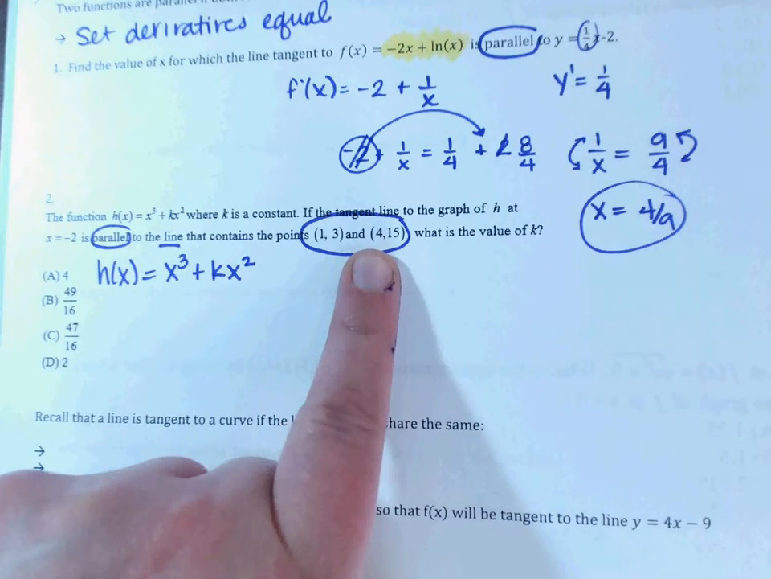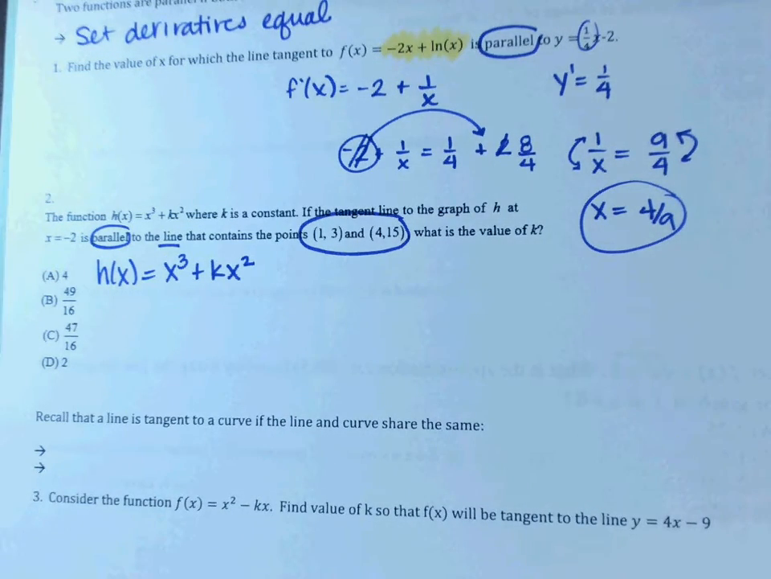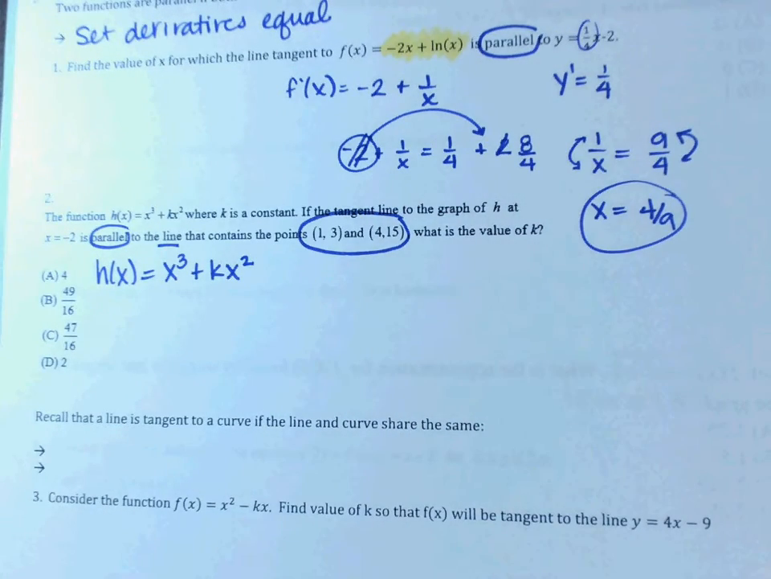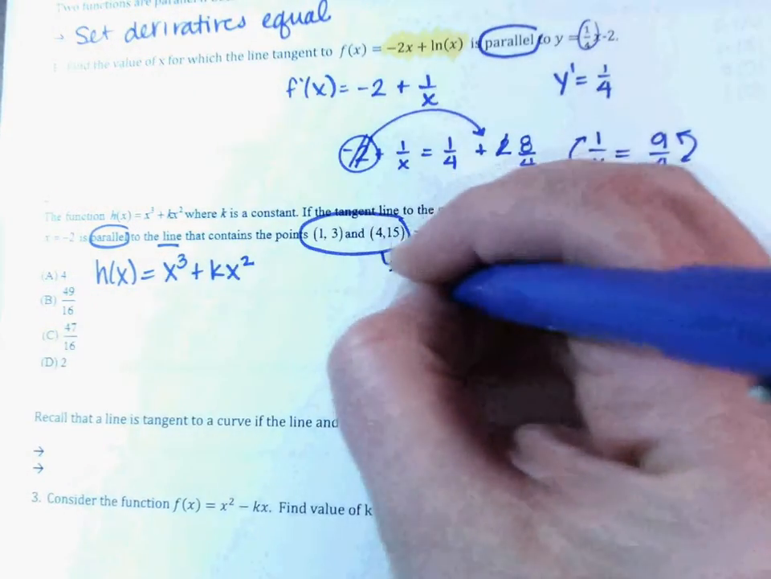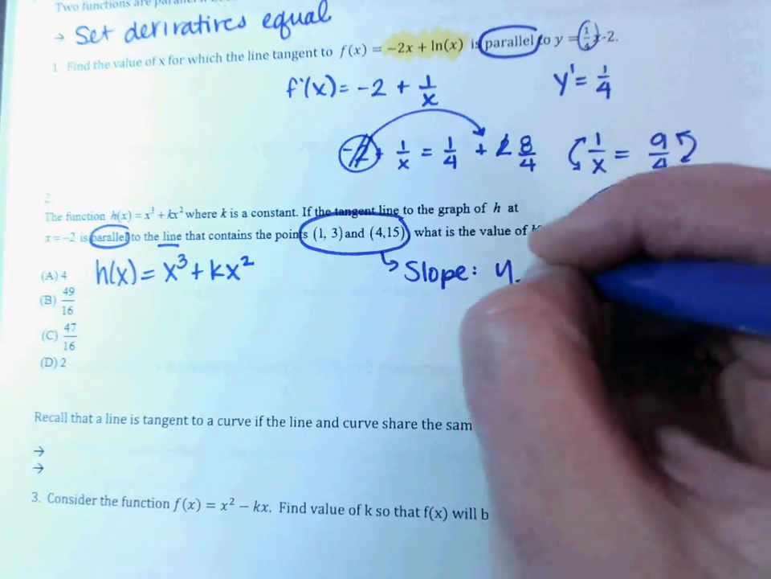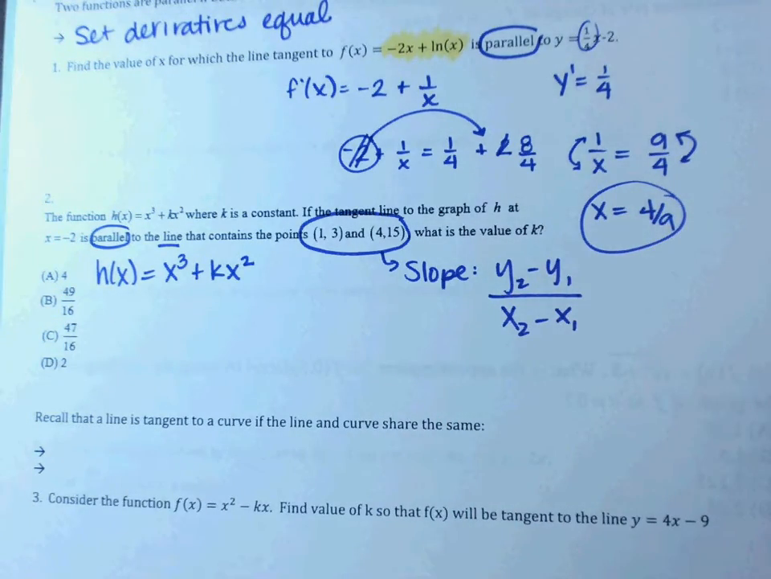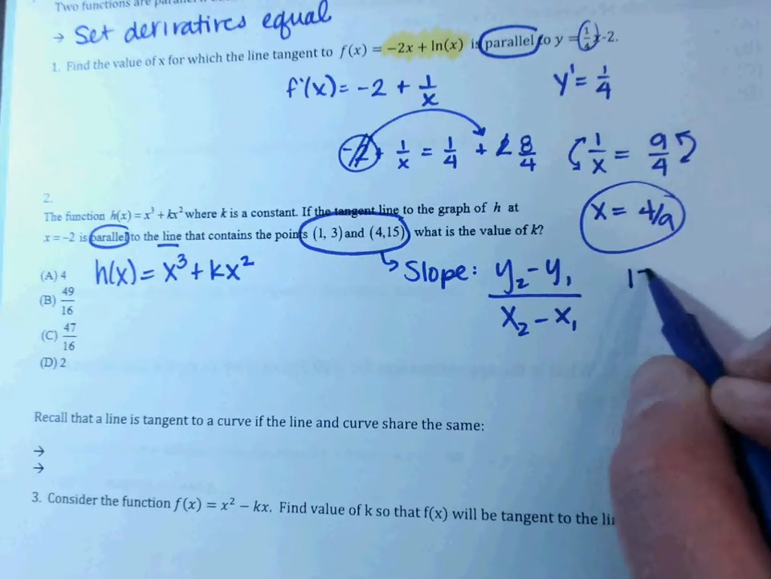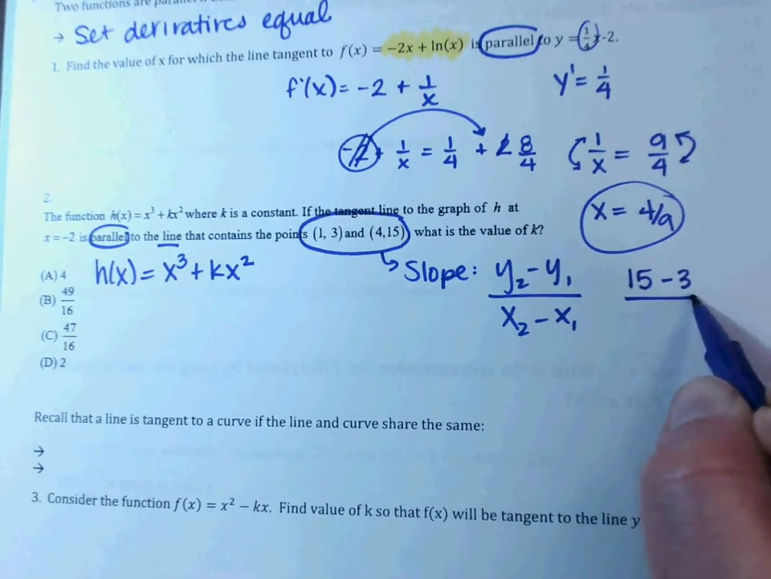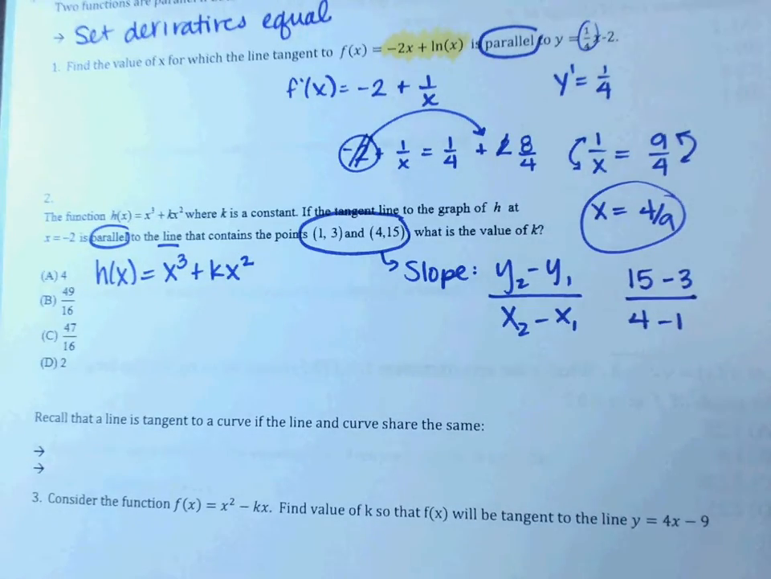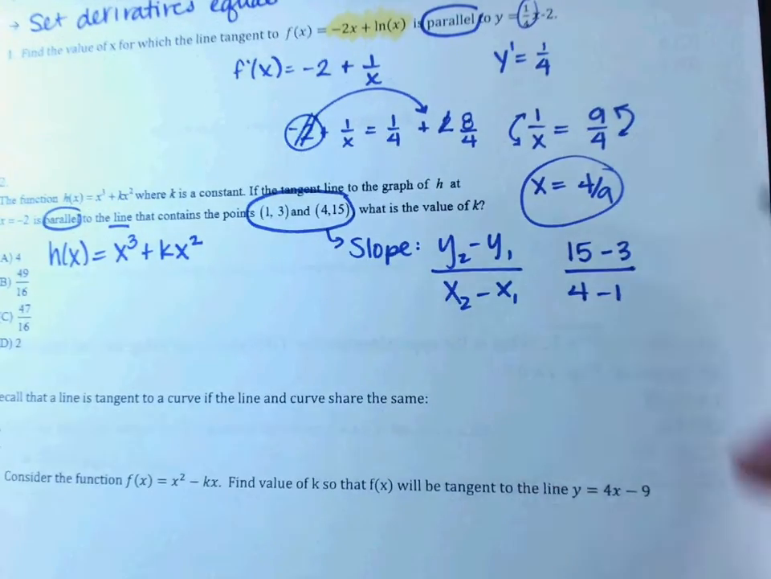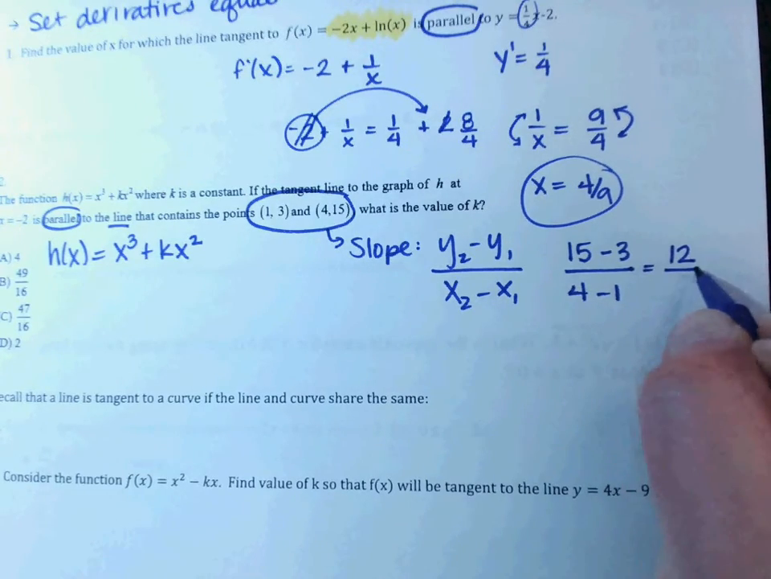Can you still, though, do something with those points? Yes, not even really that much. What do I need from it? Not the whole tangent line, just the slope. And so you'd use your slope formula from Algebra 1, or rise over run if you like that better. So I'm going to find the slope here. Remember, that'd be y2 minus y1 over x2 minus x1. So it'd be 15 minus 3 over 4 minus 1. So that'd be 12 on top, 3 on bottom.